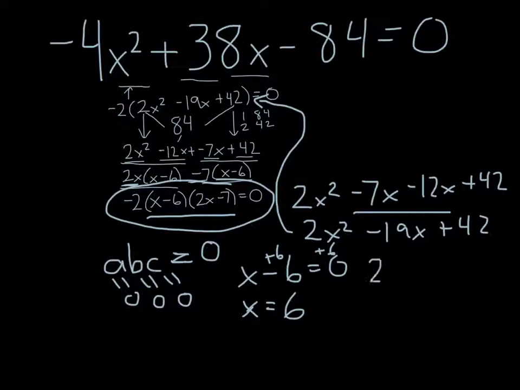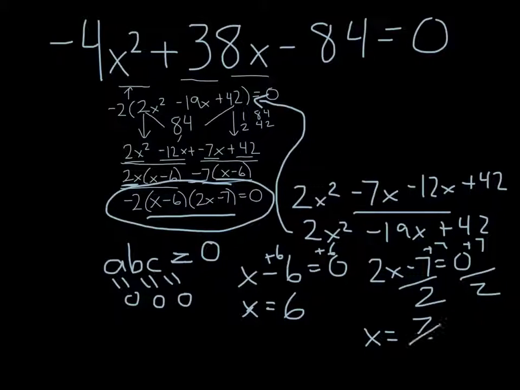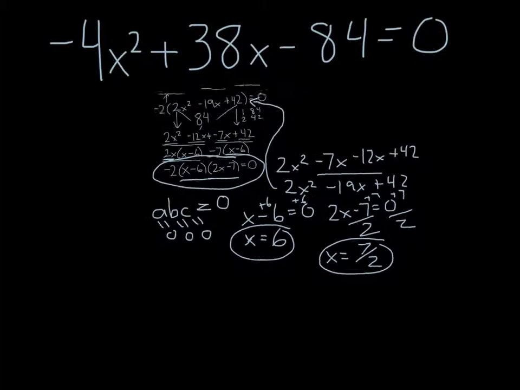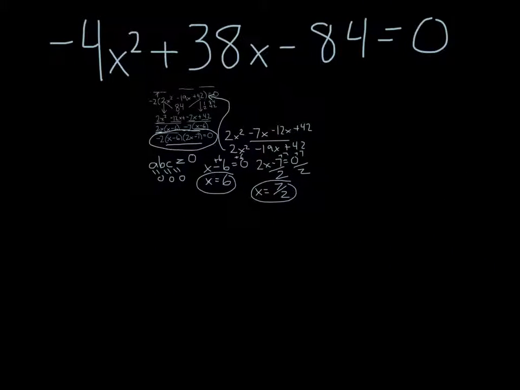And then I'm going to set 2x minus 7 equal to 0. And then, of course, I would add 7 and then divide by 2. And I'm going to get x equals 7 halves. So our zeros are x equals 6 and x equals 7 halves.